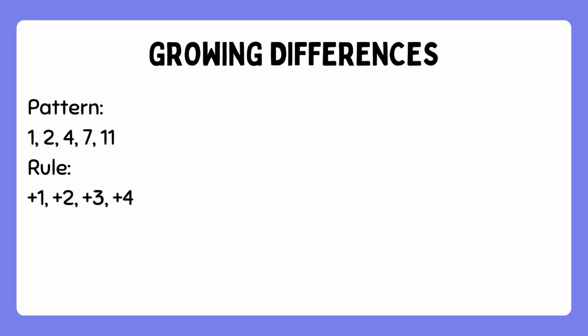Growing differences. Now let's look at a slightly trickier pattern. 1, 2, 4, 7, 11. At first, it doesn't look obvious. But let's check the differences. Plus 1, plus 2, plus 3, plus 4. The amount we add increases each time. This is called a growing pattern.